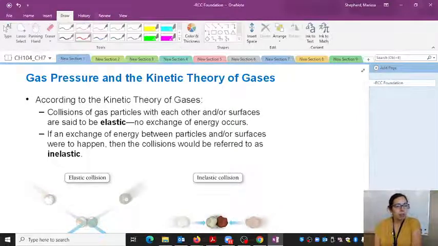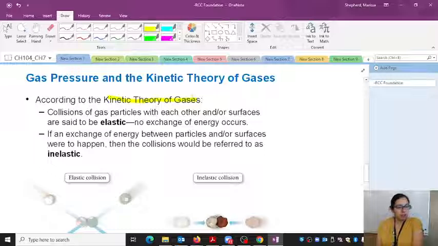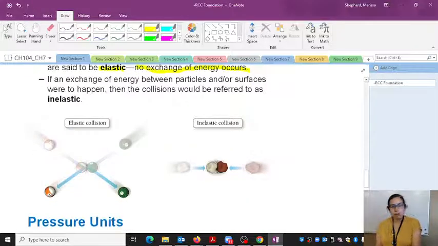And so, like we were saying with our kinetic theory of gases, the collisions are said to be elastic, meaning no exchange of energy occurs. In the real world, they would be inelastic collisions, so you would lose a little bit of force, but we'll see where the discrepancies arise.